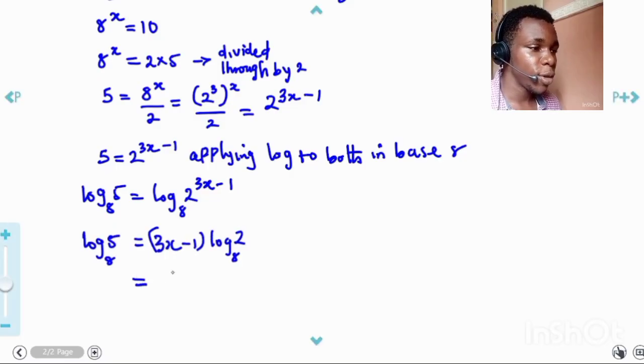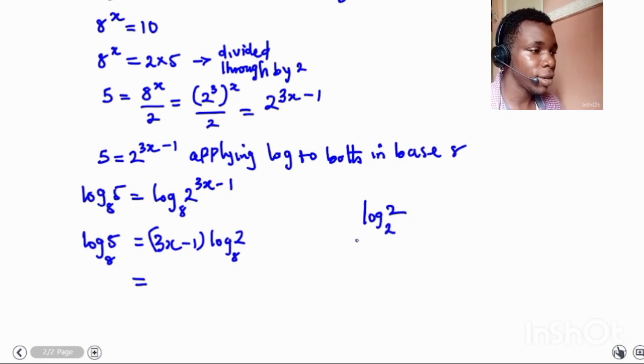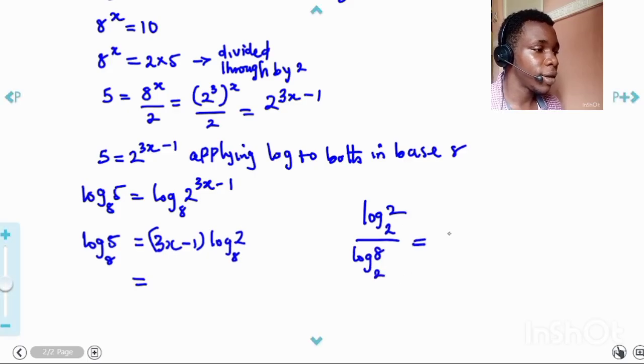So the next thing we're going to do is, all right, let's change this into something we can solve. Changing the base of this log so that we can simplify the value of log 2 of base 8. I'm changing it to a new base 2 because that's the only way we can simplify it. 2 goes for both 2 and 8 as well. So log of a number of same base is same as 1.